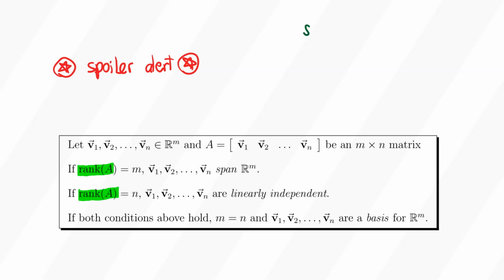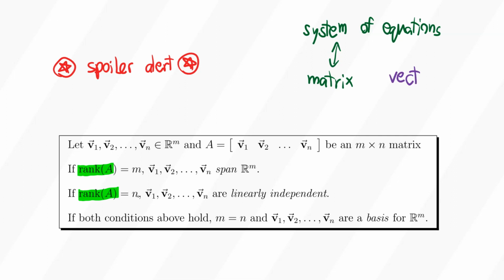So we have seen how the system of equations has to do with matrix. However, when the rank of the matrix equal to m or n, it will have a special meaning in terms of vector as well, and we're going to be exploring that in the upcoming lectures. We're going to be talking about span, linearly independent, and basis.